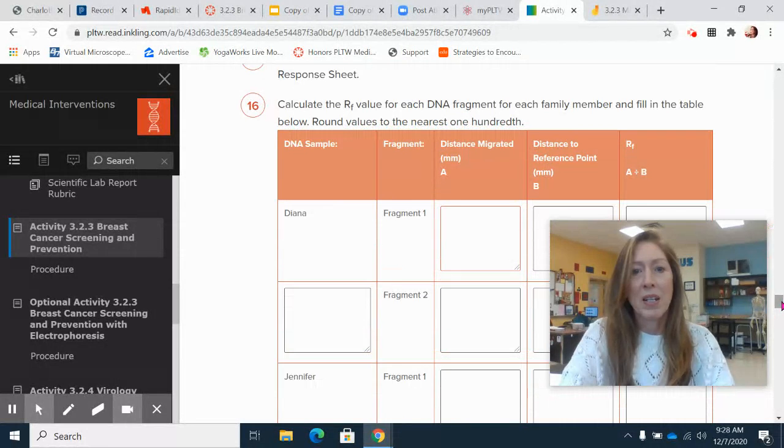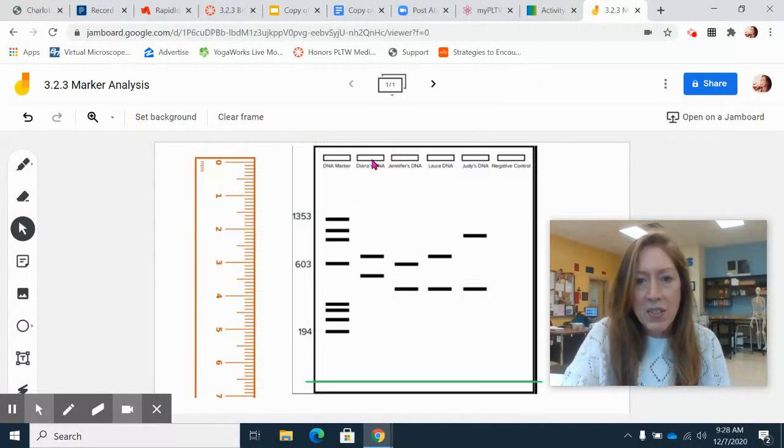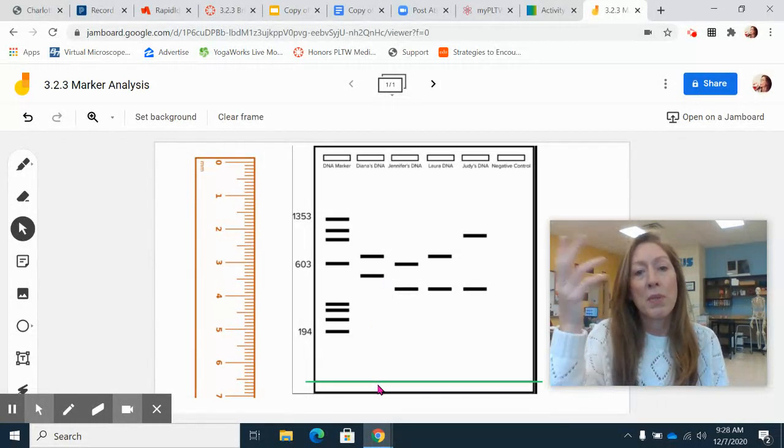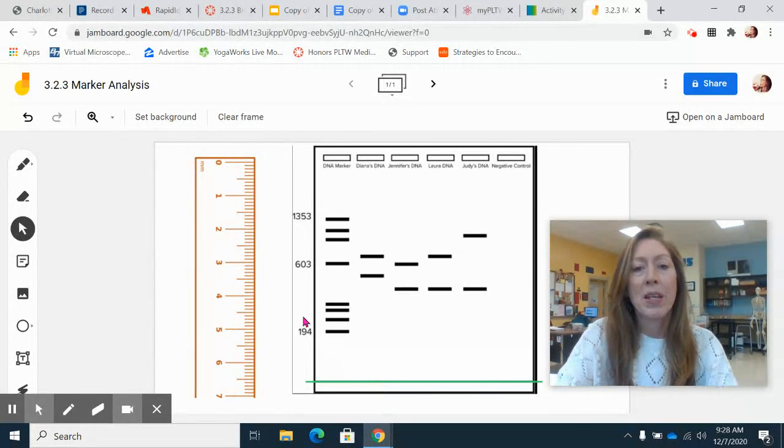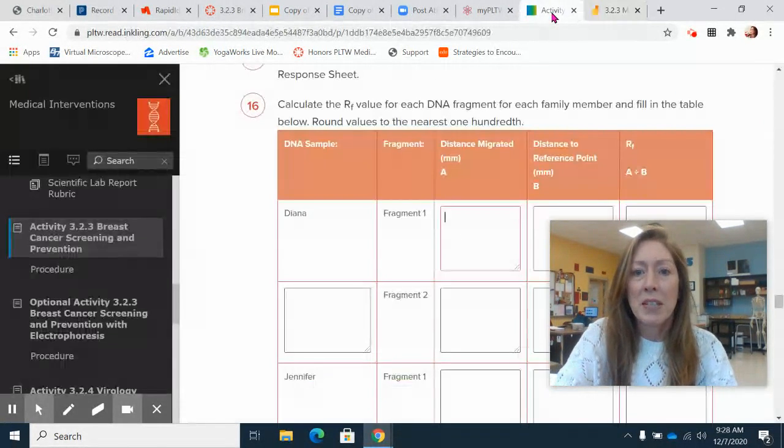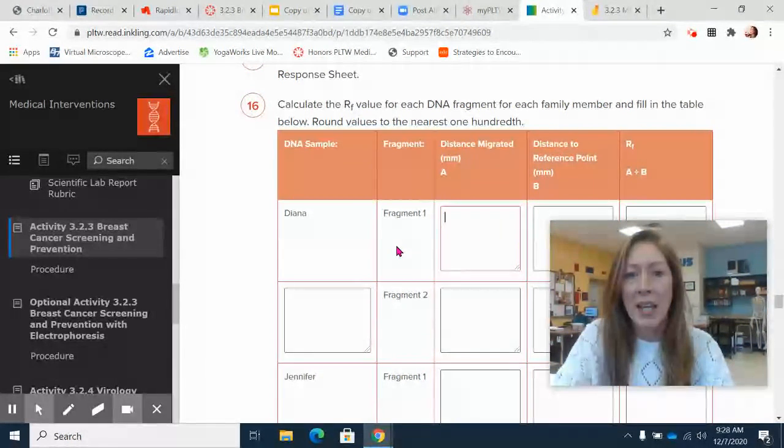All right, so we're going to start with Diana. And here's Diana's well that her DNA started in. When we turned on the power on our electrophoresis equipment, the fragments started moving through the gel down towards this green line. The green line is going to be our reference point. So the first thing we want to know, if you look at the table, is the distance that the fragments migrated.